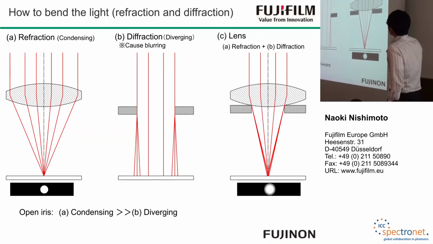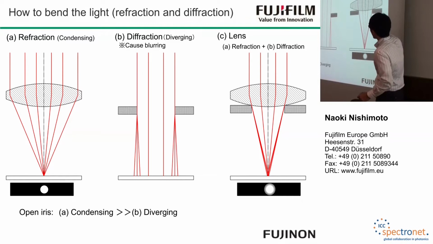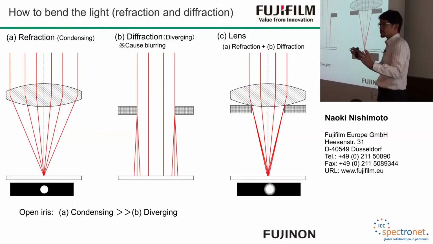Now think about a lens. First there is refraction, and after that this solid, which we can think of as an iris blade. The light is spread by diffraction, so we have a blurred image. But in this case the iris is fully open, and the area of clear image is much bigger than the blurring area, so the total image is clear.